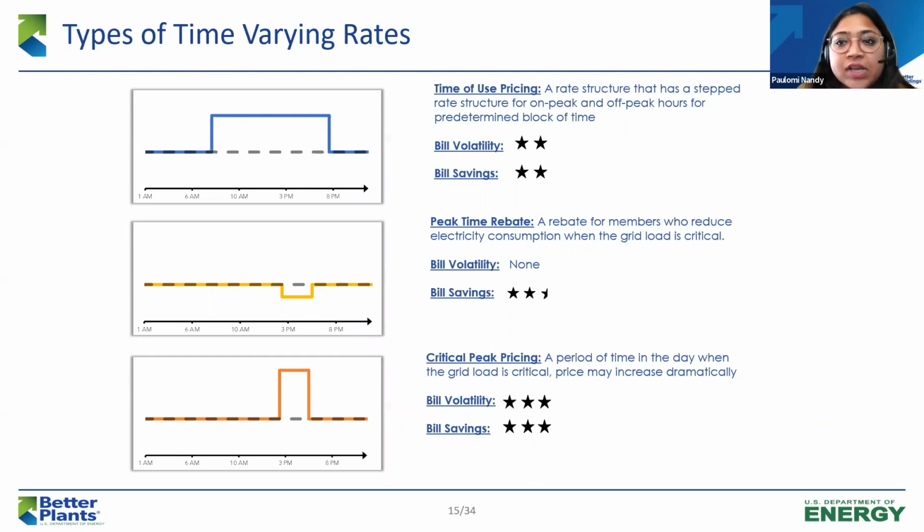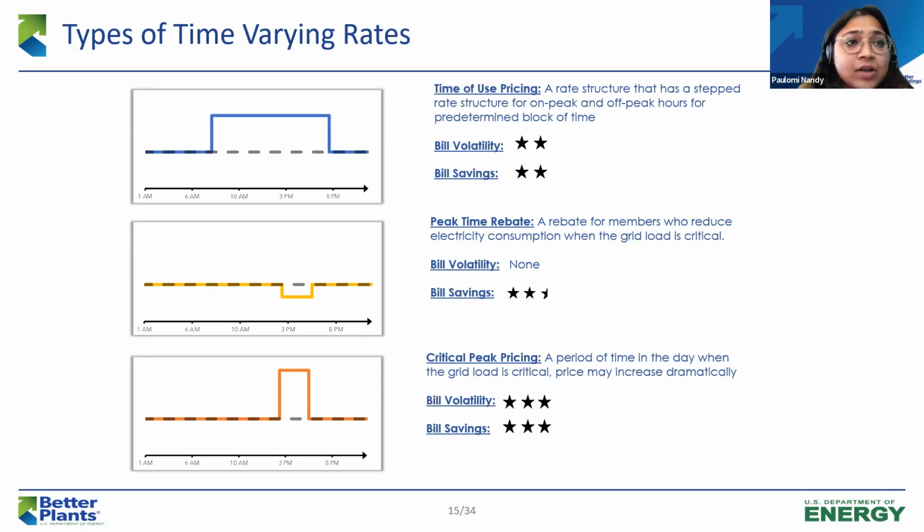depending on where you are located in the United States. The bill volatility and the savings you can also see are marked by those stars. The lower number of stars shows lower volatility and savings, while the more number of stars shows higher change in that. The next one is peak time rebate.